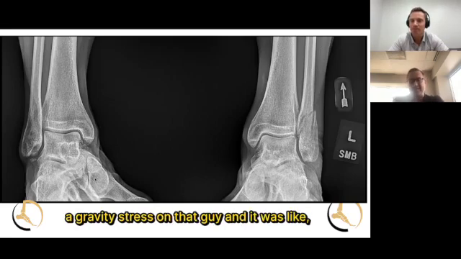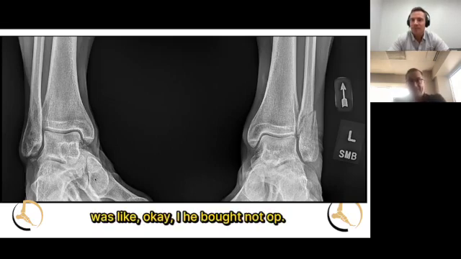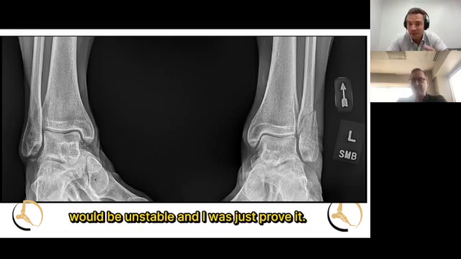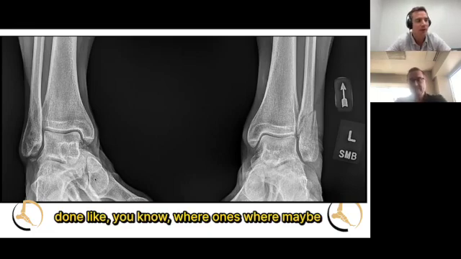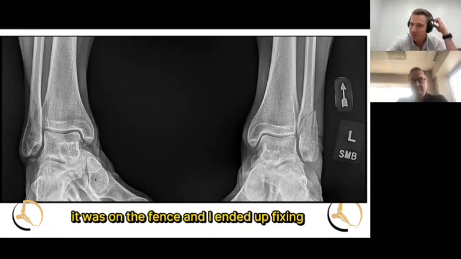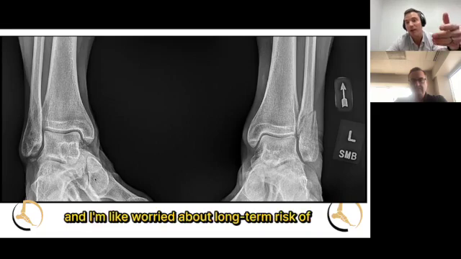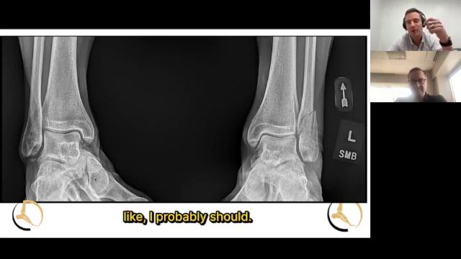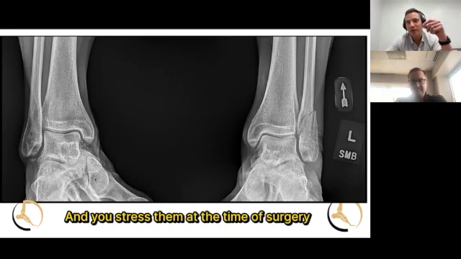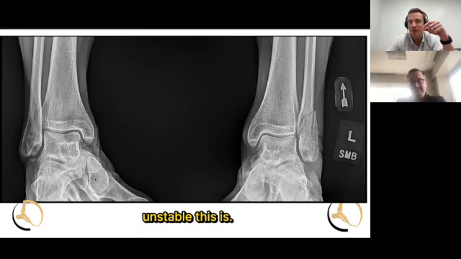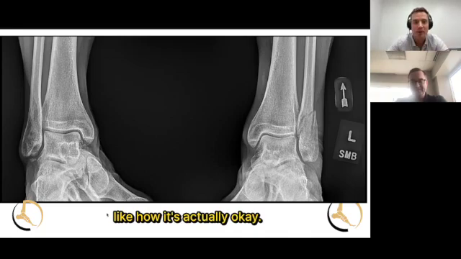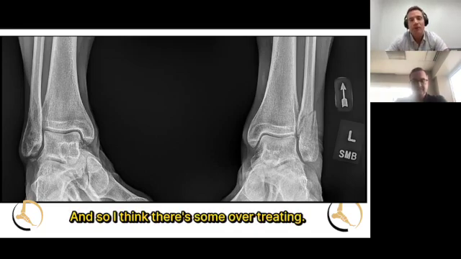I did the gravity stress on that guy, and I'm like, it looks the same. I was like, okay, I guess he's non-op. Yeah. Like I was trying to prove he would be unstable. That's exactly right. Yep. I've fully done ones where it was on the fence and I ended up fixing them, because they're young and I'm worried about long-term risk of arthritis, and it opens up enough, and I was like, I probably should. And you stress them at the time of surgery because you really want to see how unstable this is, and sometimes it's a little shocking how it's actually okay. And so I think there's some over-treating.